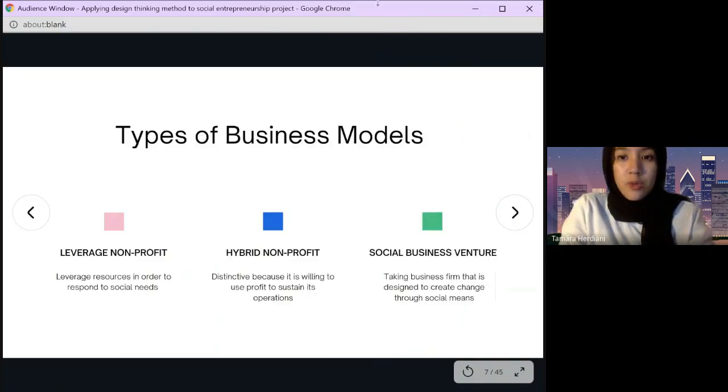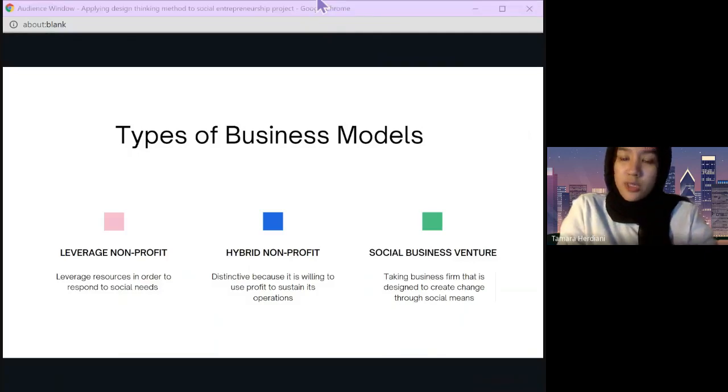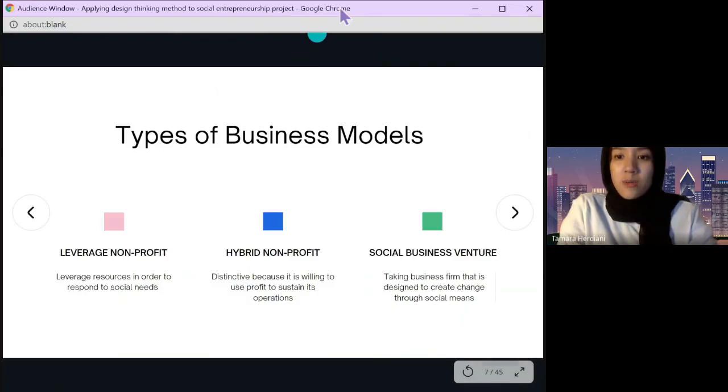So here we can see the types of business models of social enterprise identified by Elkington and Hartigan. First is the leveraged nonprofit. This is where the social enterprises leverage resources in order to respond to social needs. Then we have hybrid nonprofit, where the social enterprises here are willing to use profit to sustain its operations. And finally, the social business, where the model is taking a business form. Next.